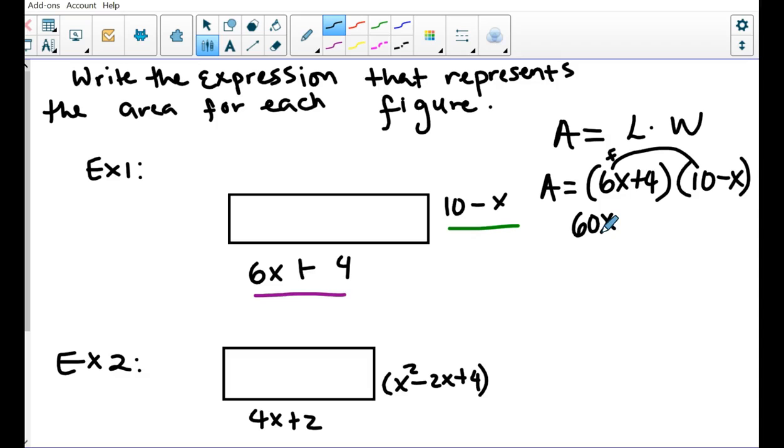Then you're going to do your outer: 6x times minus x, so you're distributing the 6x to everything. 6x times minus x, a positive times a negative is negative. In front of this minus x, there's an invisible 1. So the number we're multiplying actually is 1. So 6 times 1 is 6, and then x times x is x to the second power. So that will give me minus 6x to the second power. That's the outer.